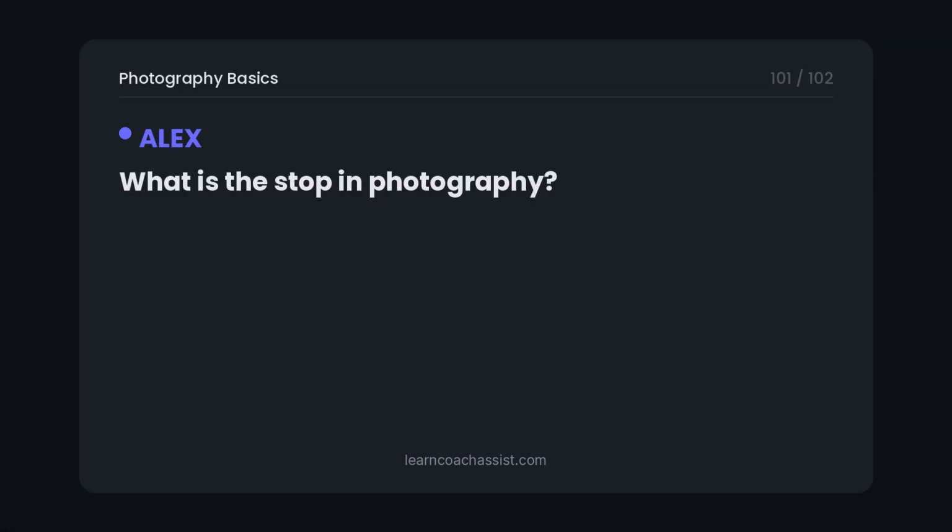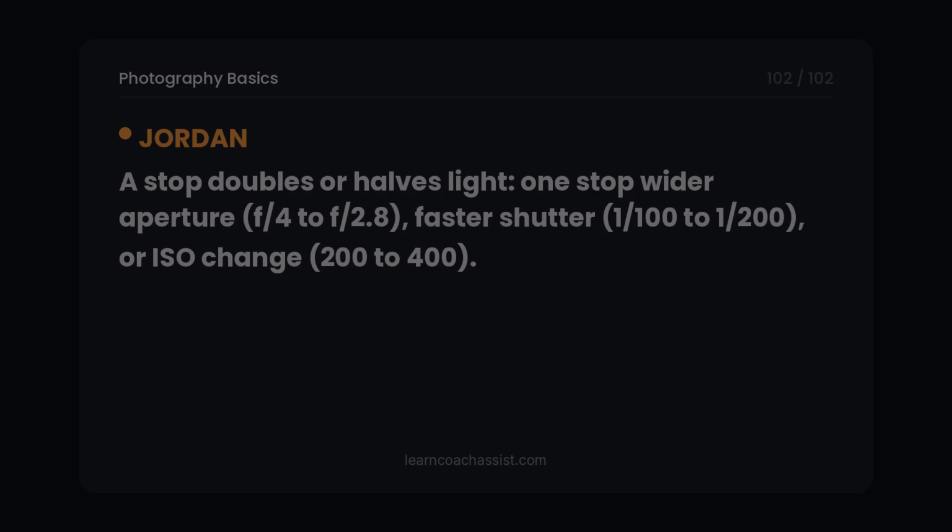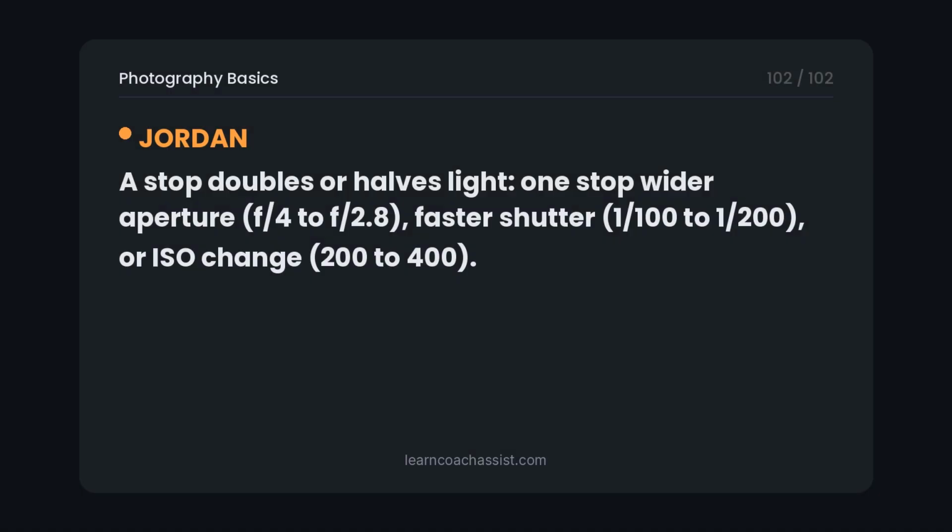What is the stop in photography? A stop doubles or halves light: one stop wider aperture, f/4 to f/2.8, faster shutter, 1/100th to 1/200th, or ISO change, 200 to 400.